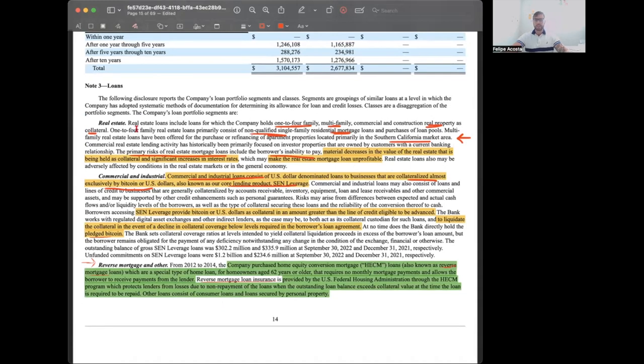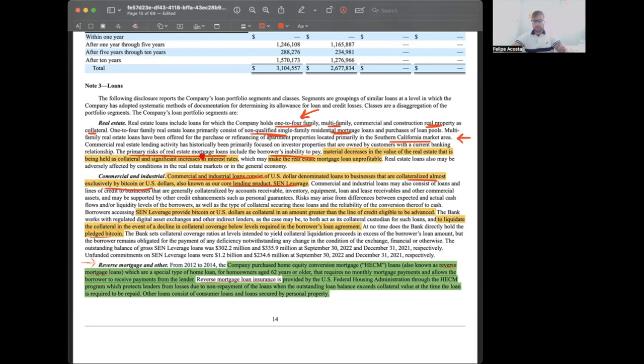So yeah, this business or this bank is involved in the housing market in California area. So everything from 1 to 4 family, which is basically residential, multifamily, such as duplexes and so forth, commercial, construction, real estate. Property is their collateral. Consists of non-qualified single-family residential mortgage loans. So they lend to risky borrowers with this here, non-qualified or riskier borrowers. And then here you can see South California market area.